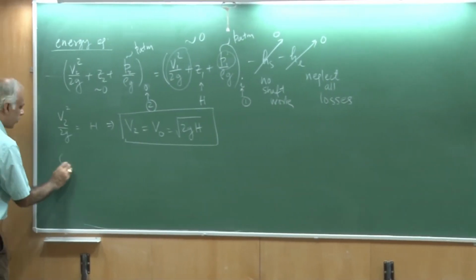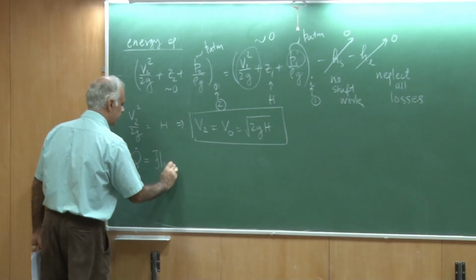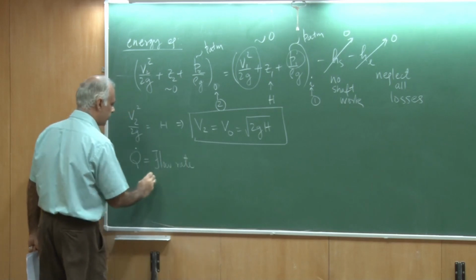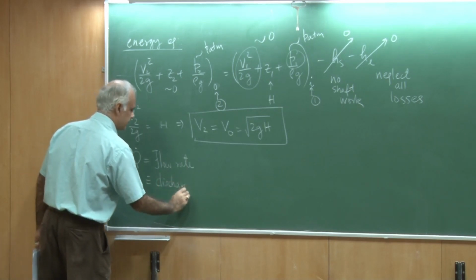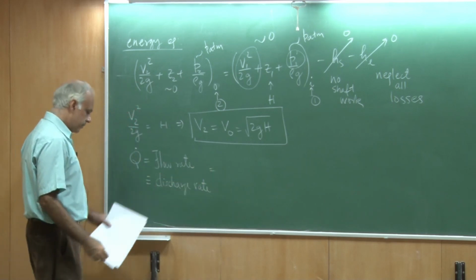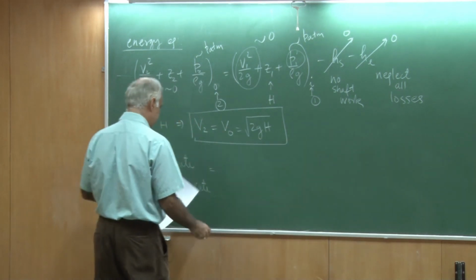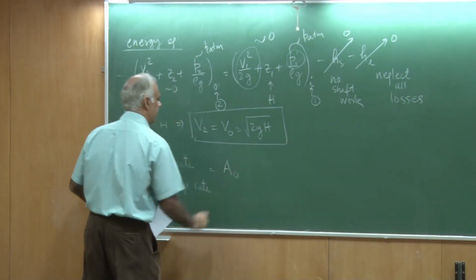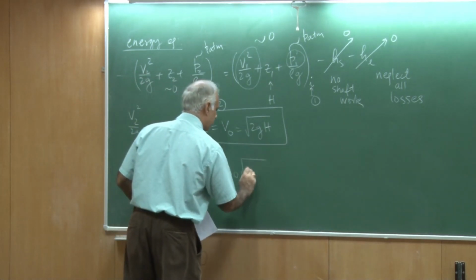So, we could find out what is the flow rate. So, Q dot is the flow rate, or you could also say it is the discharge rate. And that would be given as simply the area at the orifice times the square root of 2g.